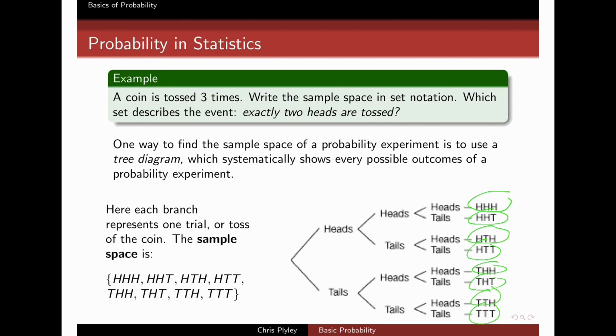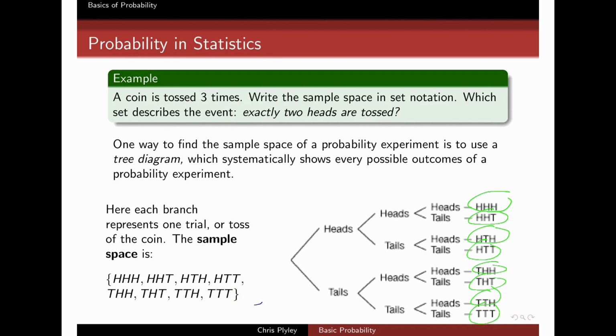I could toss heads, heads, and heads. I could toss heads, heads, and tails, heads, tails, and heads, heads, tails, and tails, and so on and so on. And this represents all the possible ways that I could write down some combination of an H and a T in this format, where I have 3 letters together. And so this is my sample space. And notice how, in theory, I have the same chance of any of these outcomes occurring, right? I'm no more likely to get 3 heads as I am 3 tails. And I'm, in fact, no more likely to get 3 heads as I am to get a head, a tail, and then a tail in that order.